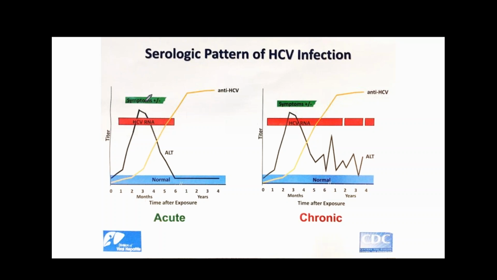If symptoms do occur, however, it is usually 6 to 7 weeks after exposure, ranging from 2 to 26 weeks, and persist during the time when enzyme levels are elevated. So which is what we see here, elevated ALT and symptoms. About 40% of persons infected will have detectable antibody to HCV in their serum approximately 10 to 11 weeks after exposure, with an increase to 80% by 15 weeks.